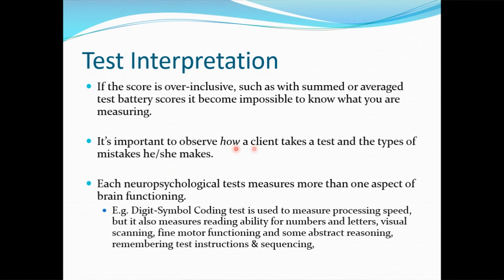And it's important to observe how a client takes a test besides just the scores. You know, what types of mistakes do they make? That gives us a lot of information. And also remember that each neuropsychological test measures more than one aspect of brain functioning. So, for example, digit symbol coding measures processing speed, reading ability for numbers and letters, visual scanning ability, fine motor functioning, some abstract reasoning, being able to remember instructions and sequencing. So just because they do badly, I don't assume it's because of just one reason. You need to bear in mind all the things that each test is testing so that you can find the patterns.